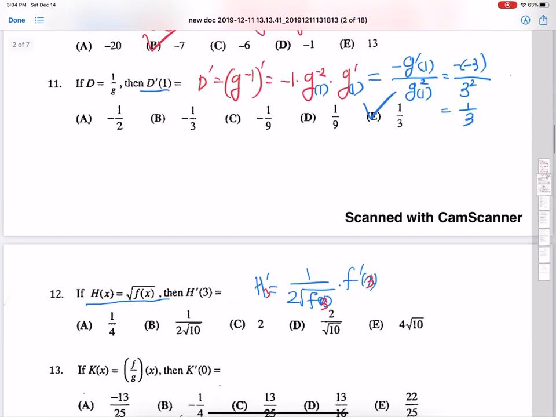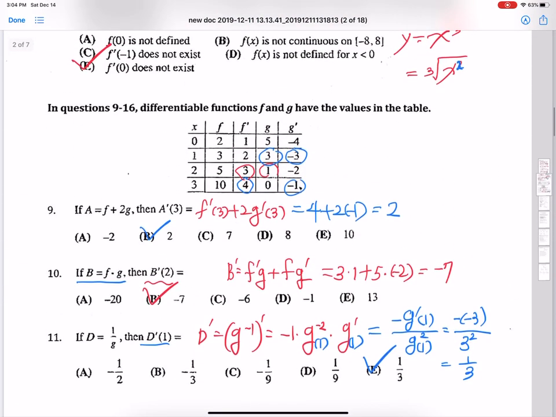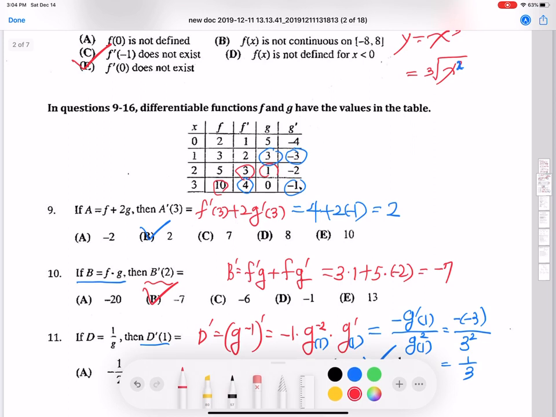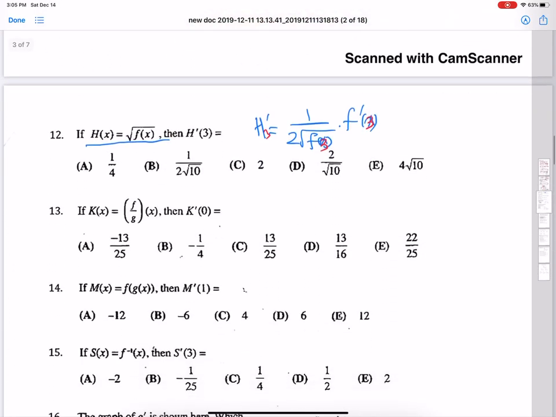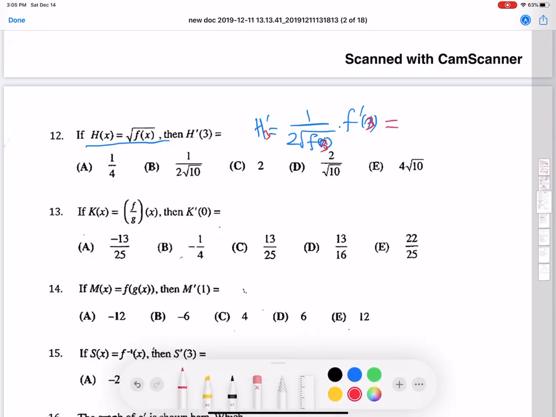Let's go back to the table. f3 is what? f3 is 10. Then f prime of 3 is 4. That is equal to 4 over 2 times square root 10, which is 2 over square root 10. So D is the answer.